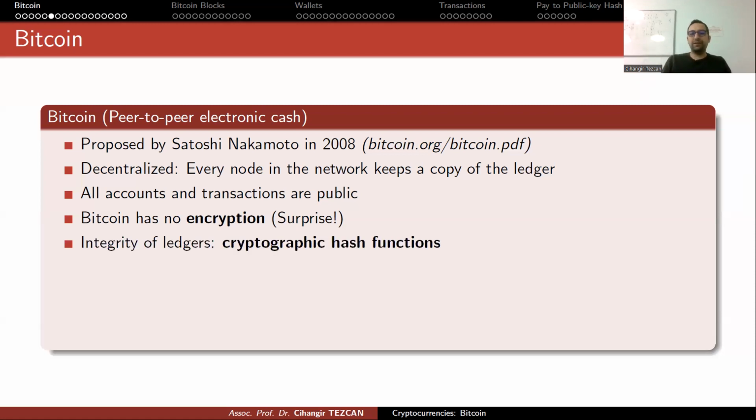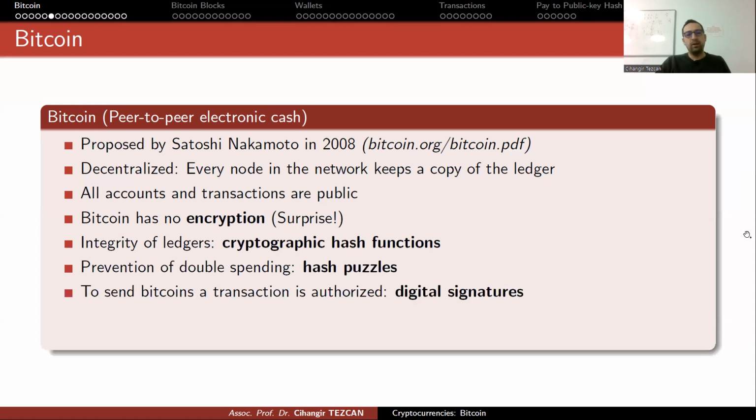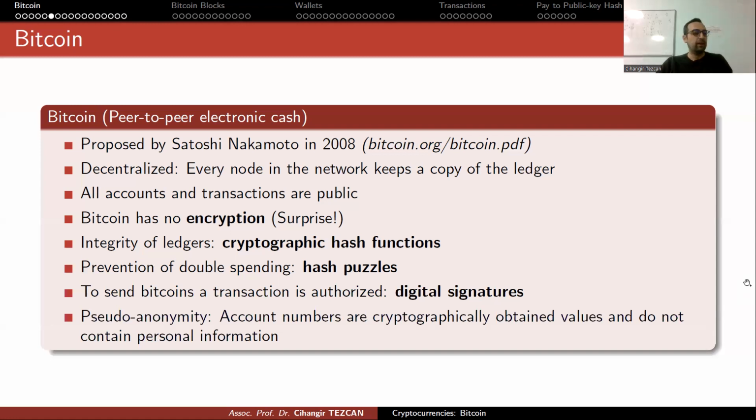So then the question is, if it is not encryption, then why do we use cryptographic algorithms? We use cryptographic hash functions for the integrity of the ledgers, the blocks and also transactions. We also use cryptographic hash functions in mining puzzles to prevent double spending. And to send Bitcoins, a transaction has to be authorized. You have to prove that you are the owner, so we use digital signatures there. These are the cryptographic algorithms we use, and this is why we call them cryptocurrencies. That is the whole reason.